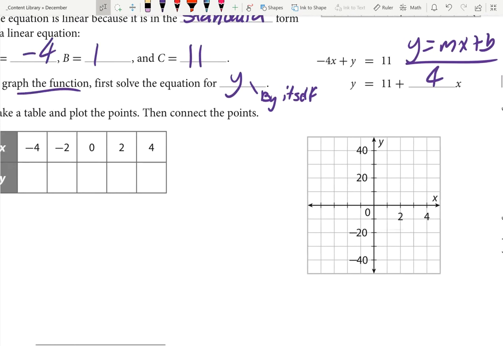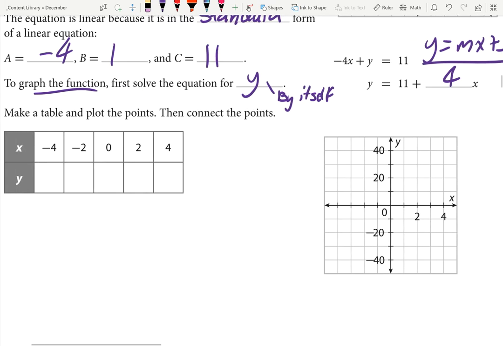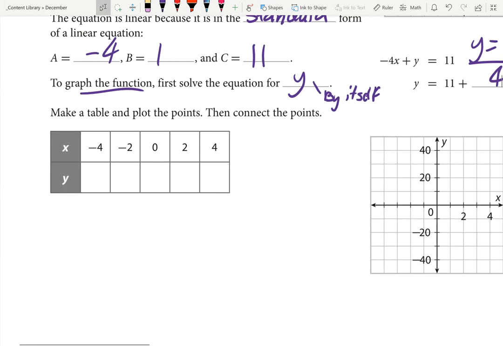So what we're going to do is plug values in for x and complete our table, and then graph those points. The table's already halfway made for us. It wants us to use these numbers for x, so let's plug those in.